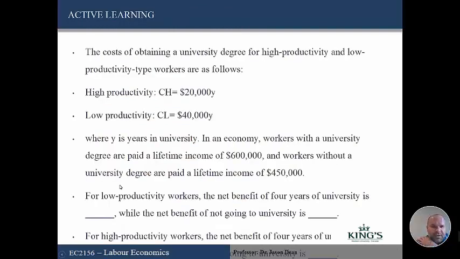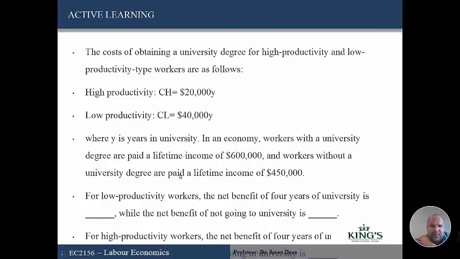Okay, so let's do some questions. Let's suppose the cost of obtaining a university degree for high productivity and low productivity type workers are as follows. High productivity is CH equals 20,000 Y. CL is equal to 40,000 Y, and Y is years in university. So if we want the cost, we take the years that they're going to be in university and multiply it by the respective numbers here, and then we'll get the cost.